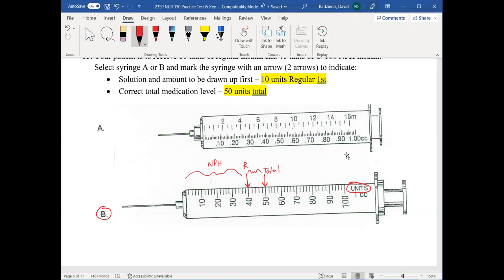I think it would be helpful if we could go over just one reconstitution problem. Sure.